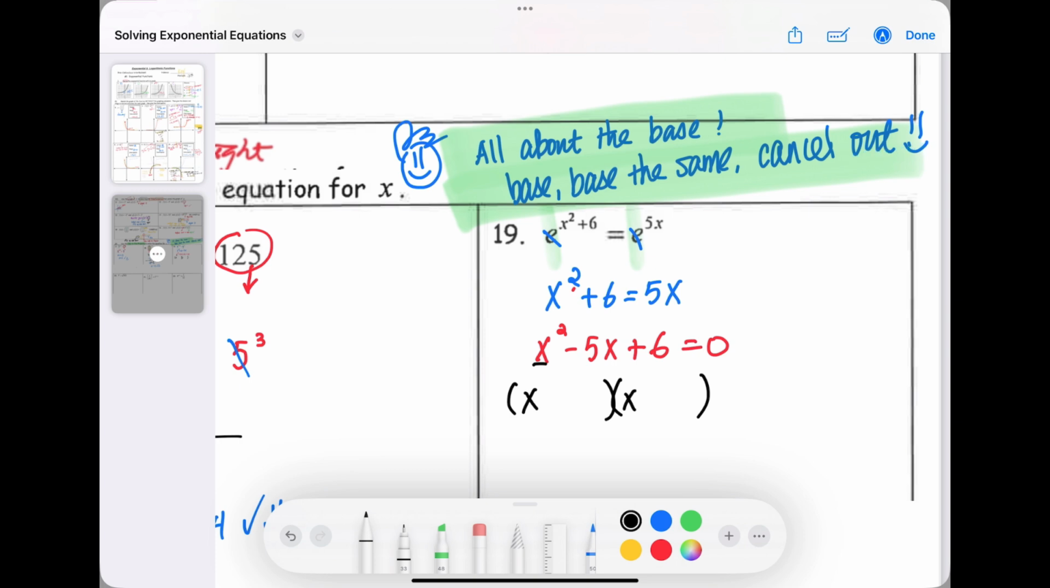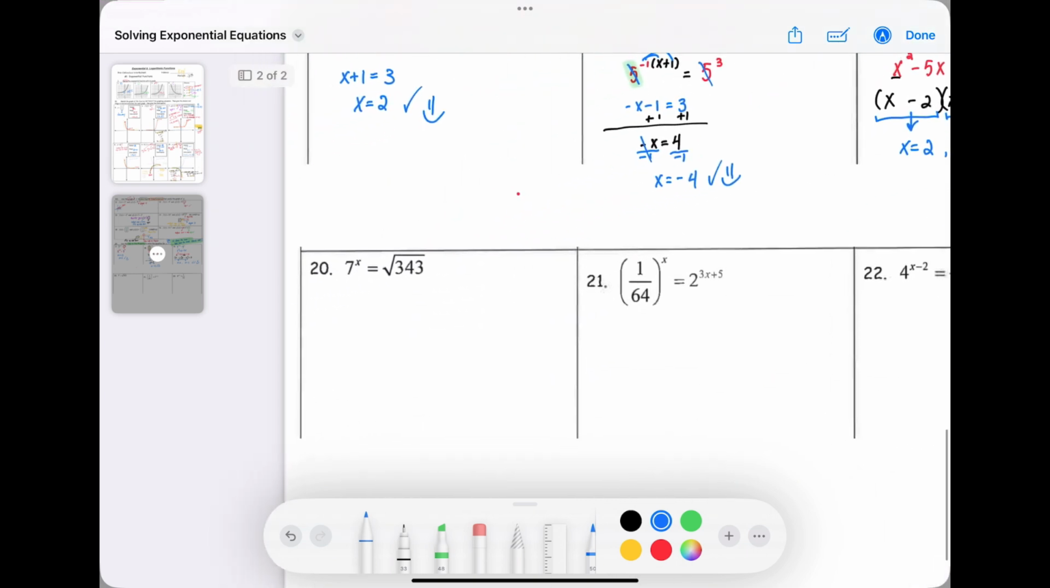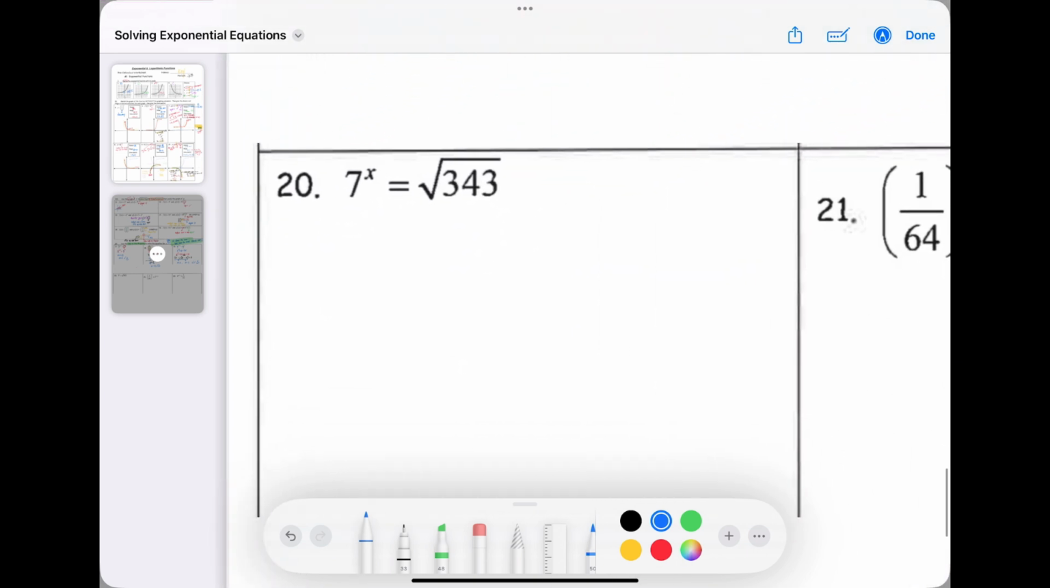Now, first and last. Factoring: what two numbers multiplied together give me x squared? That has to be x times x. What two numbers multiplied together give me 6 and also add up to negative 5? That will be negative 2 and negative 3. Now, with your awesome eye, you know that I should have 2 answers. One is x equals 2 and one is x equals 3. And you are correct. And that's it.